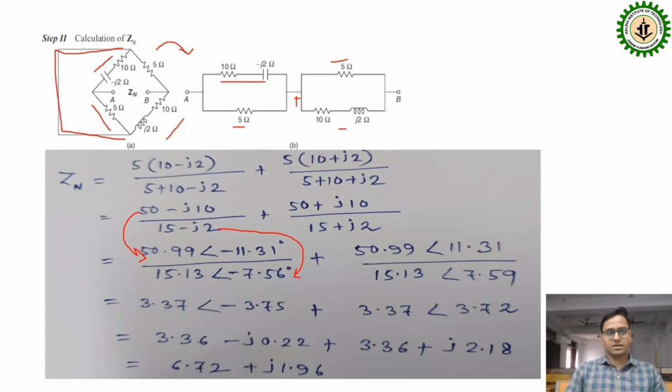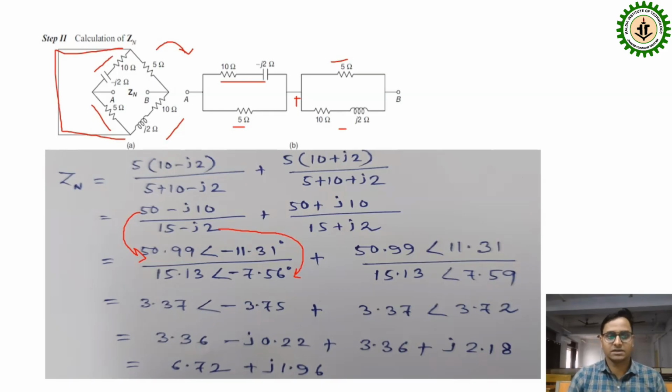So again, you just divide these two directly: 50.99 divided by 50.13. For the angle, you just subtract: that means 11.31 degrees minus of minus 7.56. And similarly for this one, 50.99 divided by 15.13, and the angle will be 11.31 minus 7.59. So it is coming this one.